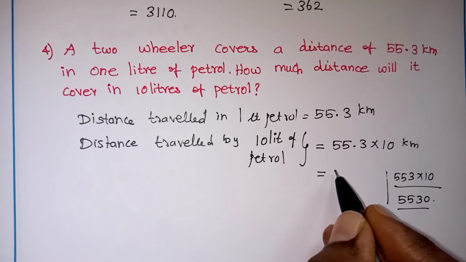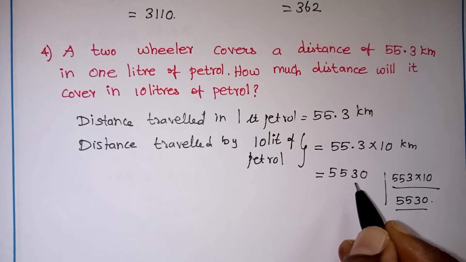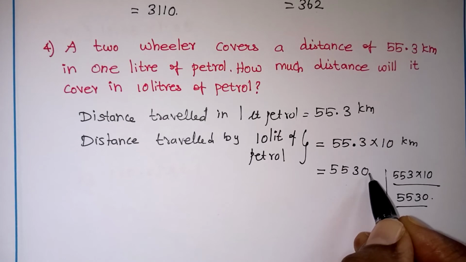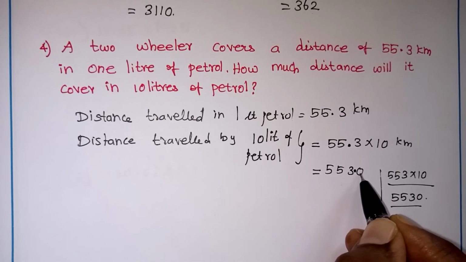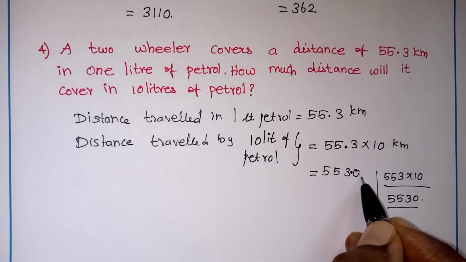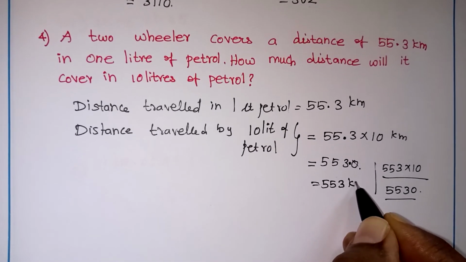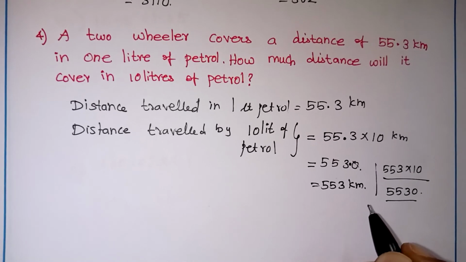Now after writing, we are getting 5530. Now we should keep the dot. Here after the point how many numbers are there? Only one number. So here also after the point only one number should come. You have to keep the dot here. After the dot only 0 is available, there is no value. So the value will be 553 kilometers. This much distance it will travel with 10 liters of petrol. That is the correct answer.